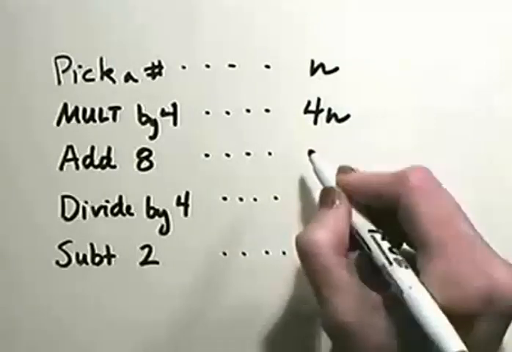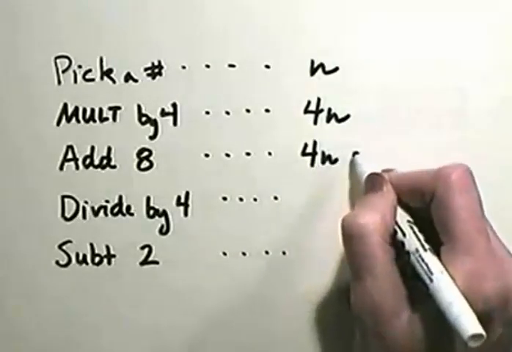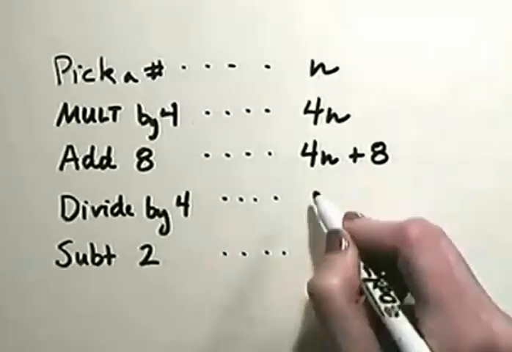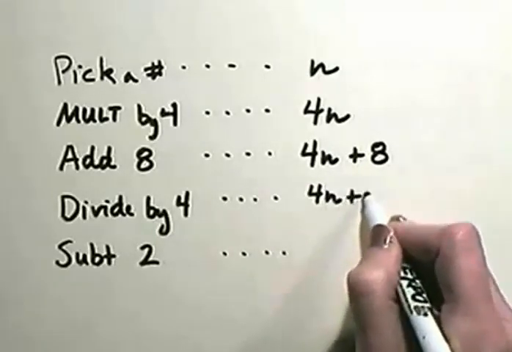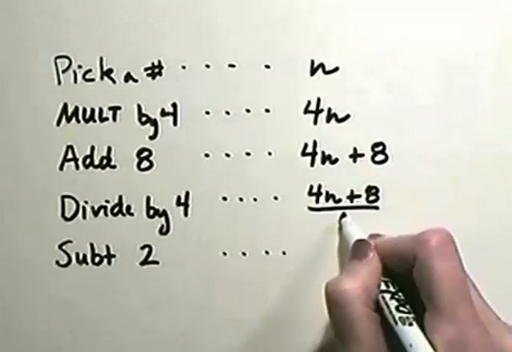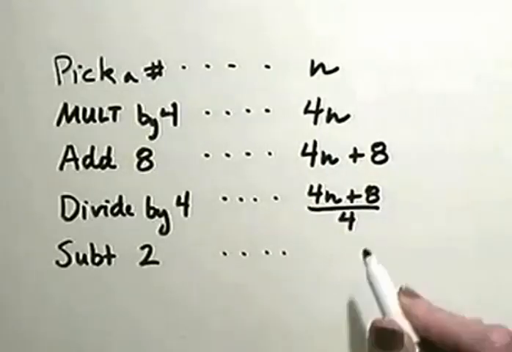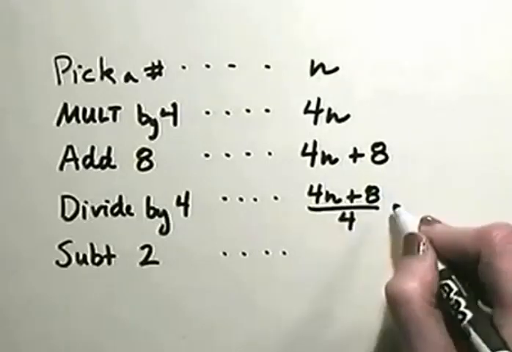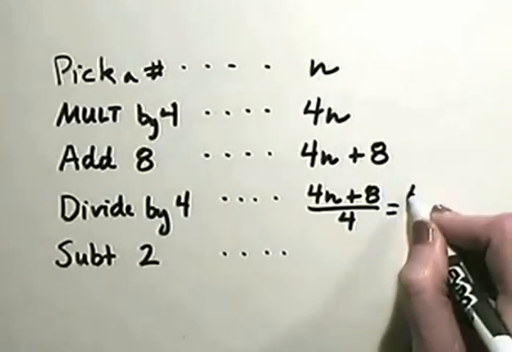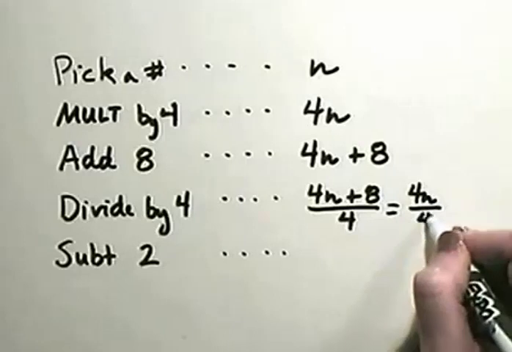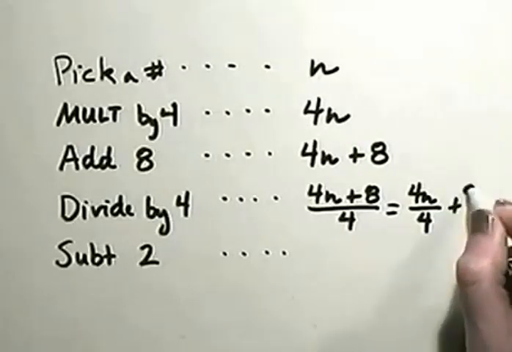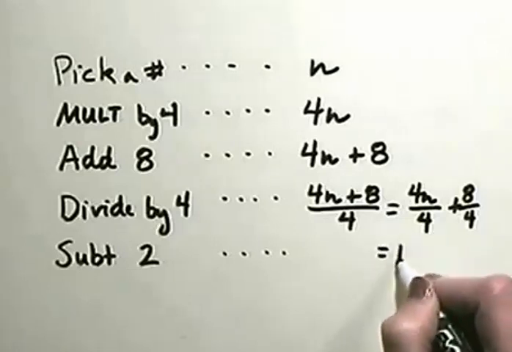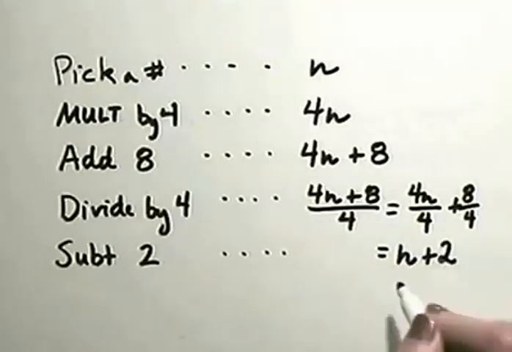Let's add 8 to that. We're going to have 4n plus 8. Divide that result by 4. So we're going to have 4n plus 8, and we're going to divide that by 4. Now, let's go ahead and simplify this. If we take 4n plus 8 and divide by 4, that's the same as taking 4n, dividing it by 4, and then taking 8 and dividing it by 4. And so I'm going to rewrite this as n plus 2.